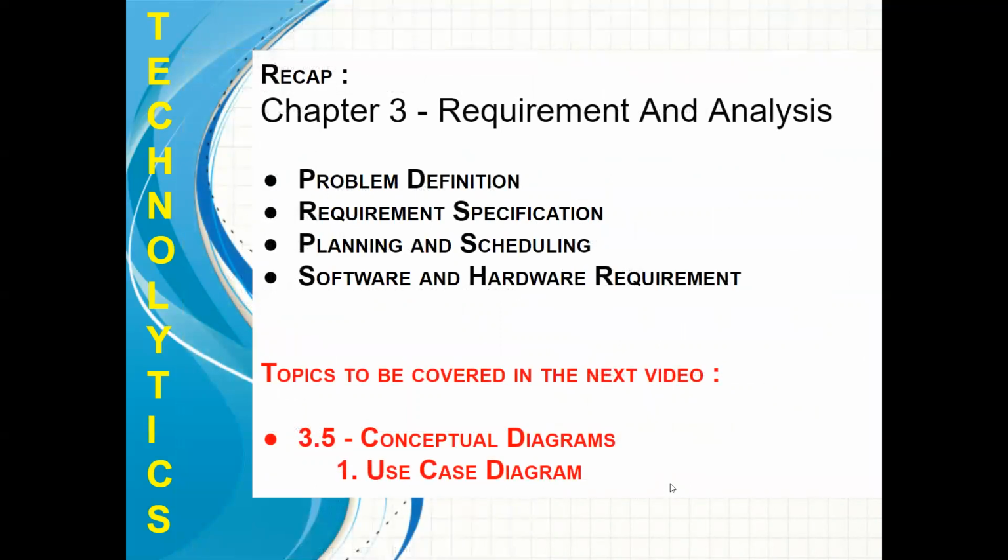So let's recap. In this video, we have learned the chapter 3, that is requirement and analysis. First, we understood the problem definition. This problem definition is from the customer's or client's side. Next, we understood what is requirement specification. This requirement specification is nothing but the problems faced by the customer now has become requirements for our system. तो वही overcome कैसे हम करेंगे, that we have to mention over here.